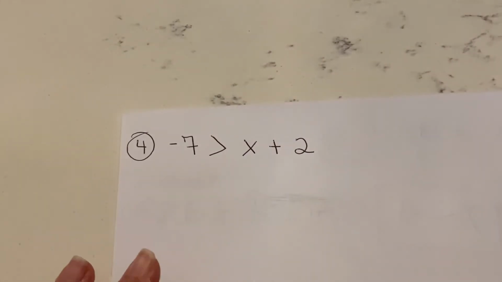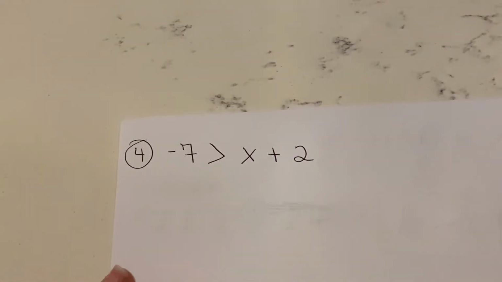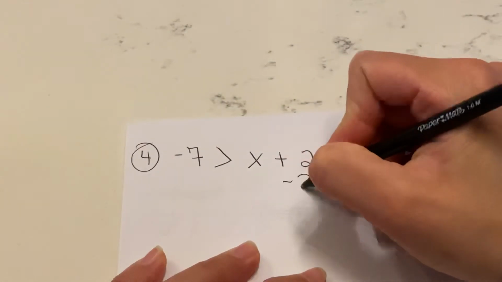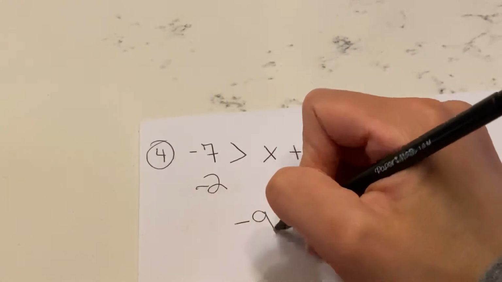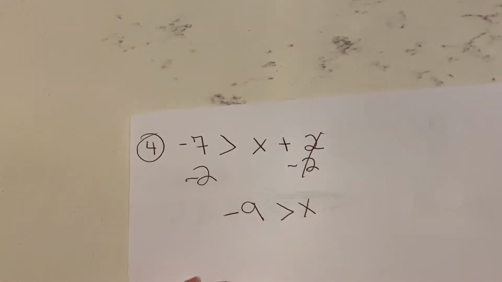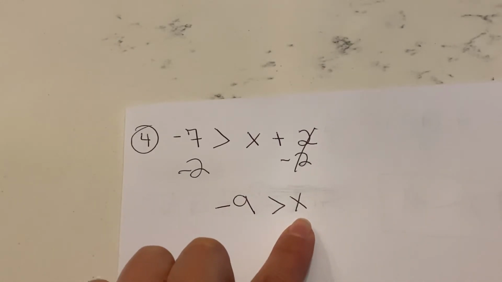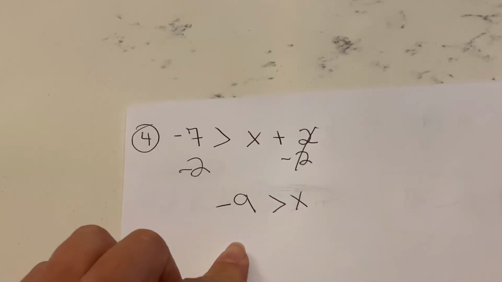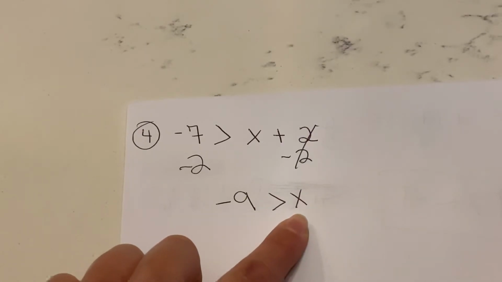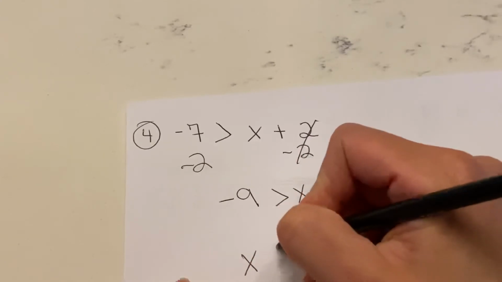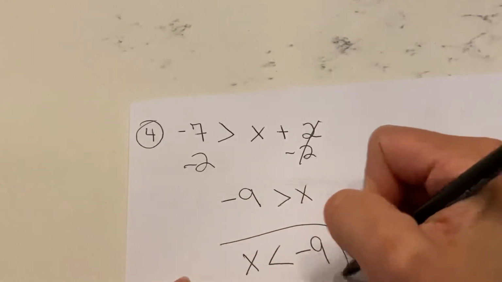So what is the step in order to get the X by itself? We will subtract 2 from both sides. I get -9 is greater than X. Okay, again, my variable is on the right-hand side. I need to have it on the left-hand side. So if this states -9 is greater than X, that represents X is less than -9.